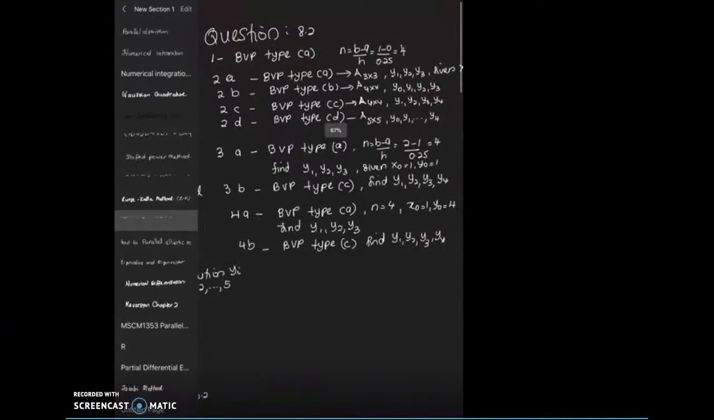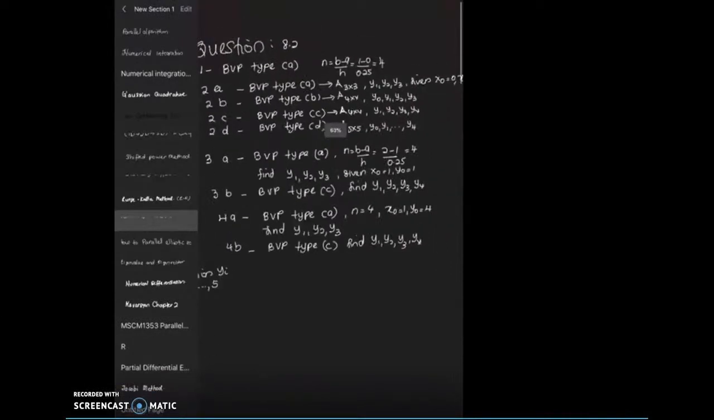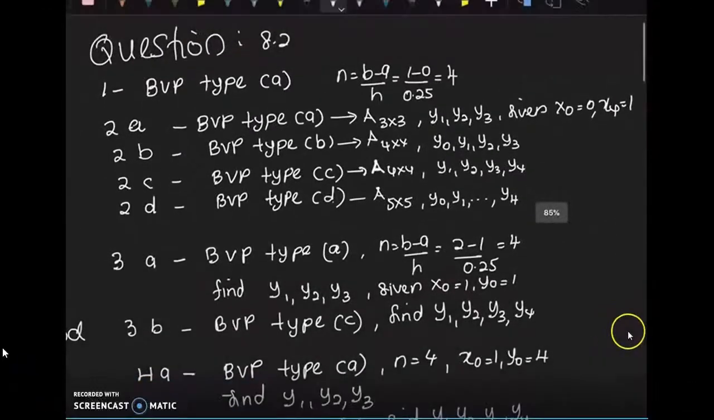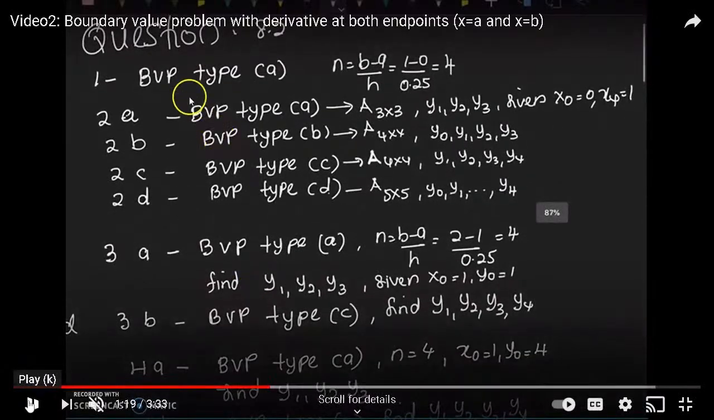If you go to question 8.2, I already stated which is your need to focus. For example, question 8.2, go to your textbook. Question number 1, this is the boundary, 2a, there is a boundary value problem without derivative. So the matrix here is very simple. You just find y1, y2, y3, because y0 and y4 are given in the question.